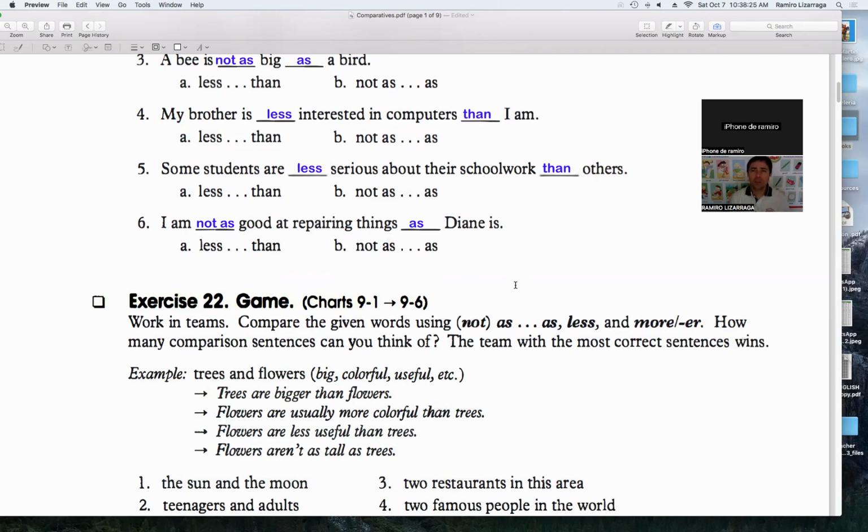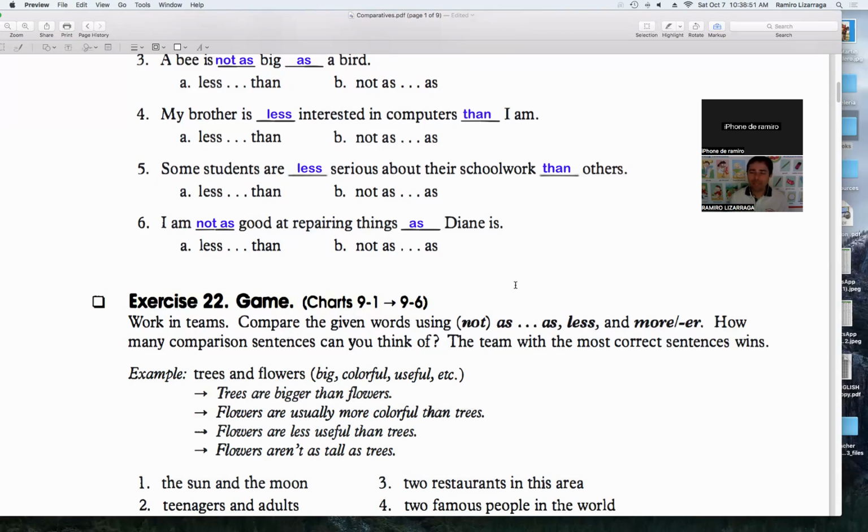Entonces, fíjense, ¿no? La idea, ¿no? Si el adjetivo y el adverbio tienen una sílaba, entonces usamos less. No, perdón, not as. Ya me estoy haciendo bolas yo. So, una sílaba, not as. More than one, less than. ¿Ok? Eso es lo que tenemos que.